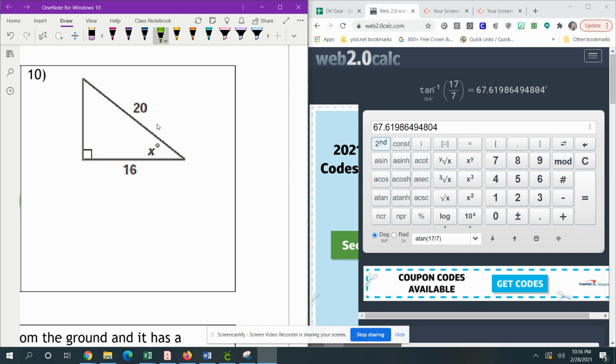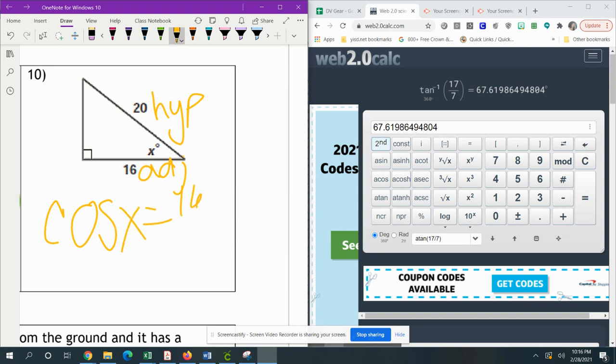Okay, so here, the next one, we have angle x. This one is going to be my adjacent side, and this one's going to be my hypotenuse. Adjacent and hypotenuse is going to be my cosine. So cosine of x degrees equals 16 over 20, adjacent over hypotenuse. Here we're solving for x, so I'm going to have to move the cosine to the other side. So it'll be cosine inverse of 16 over 20.